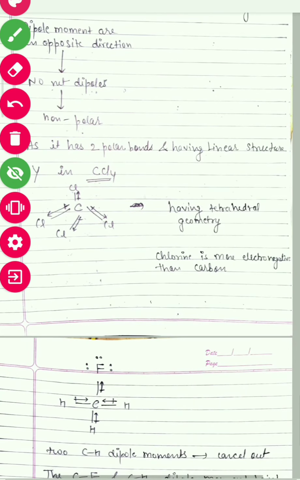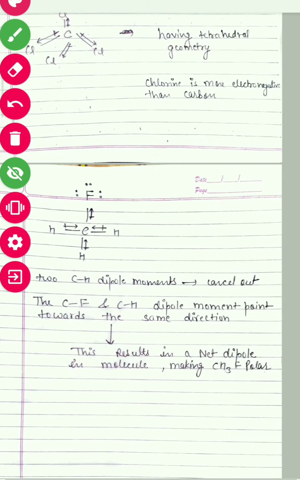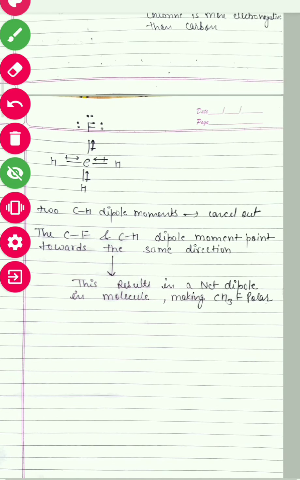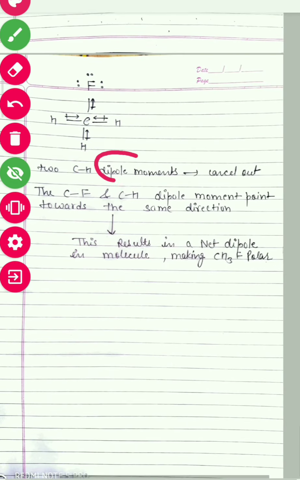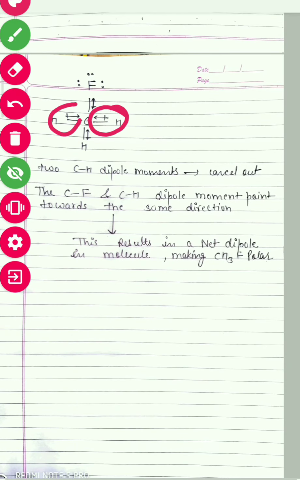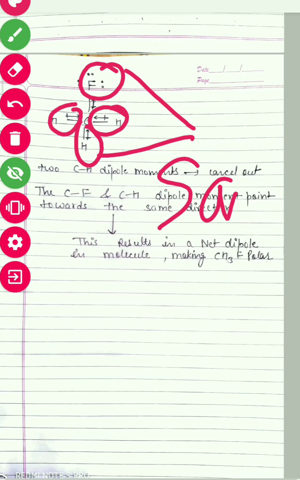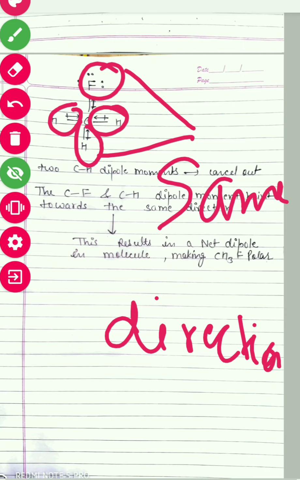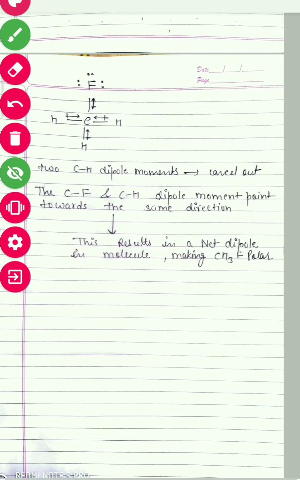There is a different case in CH3F. In CH3F, two C-H dipole moments cancel out because they are in opposite directions, while one C-F and one C-H dipole moment are in the same direction, so they add up and make some dipole moment. Hence it is slightly polar in nature. So in this way, CH3F is different from the CCl4 and CO2 molecules. I hope you can understand it.